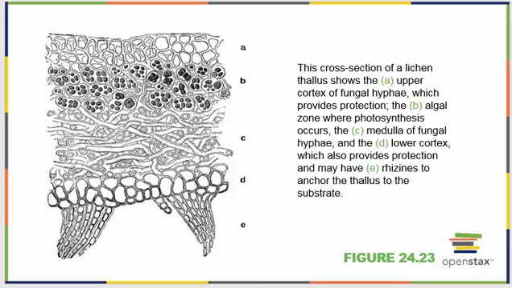This cross-section of a lichen thallus shows the upper cortex of the fungal hyphae in A, which provides the whole plant with protection. In B, you can see the algal zone, where photosynthesis is actually occurring. This feeds the whole plant. C is the medulla of the fungal hyphae, and D is the lower cortex, which also provides protection. In some instances, lichens have E, the rhizines, that anchor the thallus to the substrate. This allows them to grow on those rocks that I mentioned.